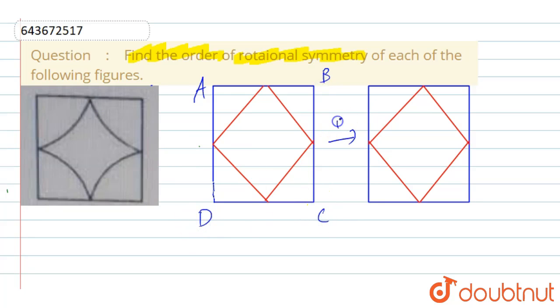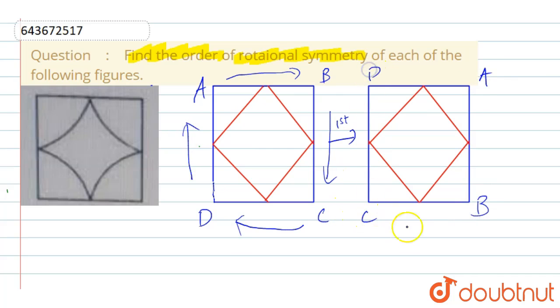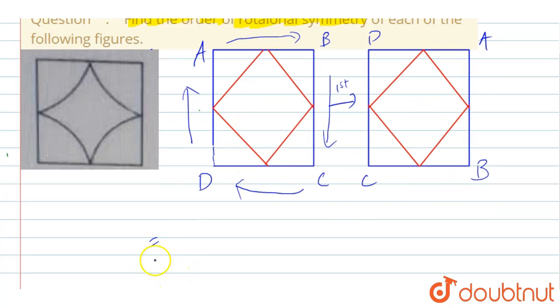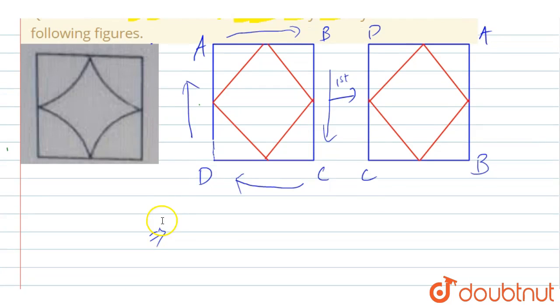So after the first rotation, if you rotate this whole figure clockwise, we are going to see B will be A, C will be B, D will be C, and A will be D. So after clockwise rotation, it is like this: A, B, C, and D. Because it's an exact figure, what we have got in the question, it is exactly the same.